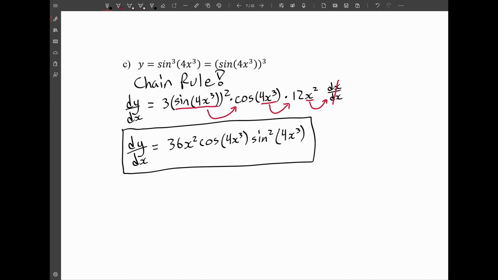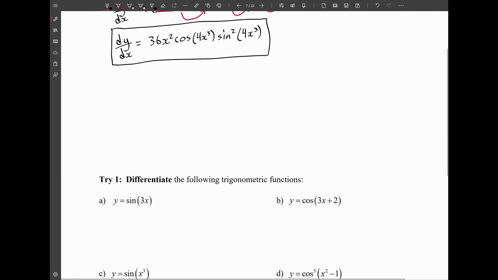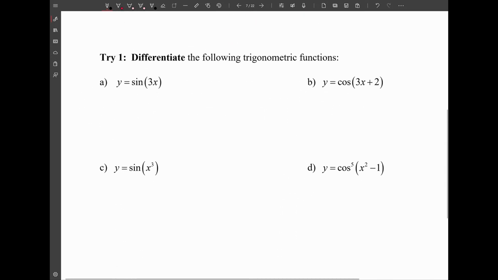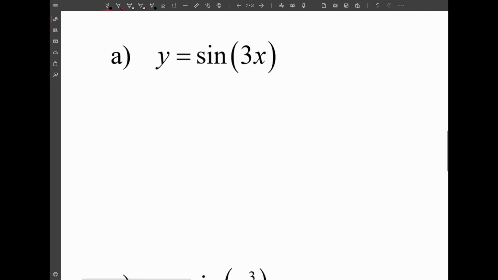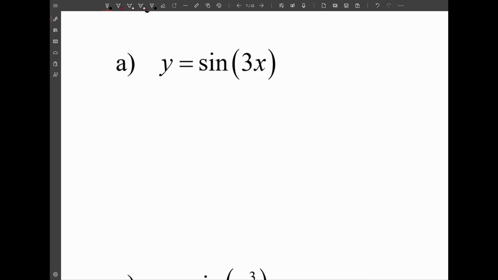And there you go. So don't forget, chain rule all the way through. Okay, we got ourselves 4 problems here. So we're going to start with this one. This one's nice and easy. I'm going to do these ones a little bit faster.